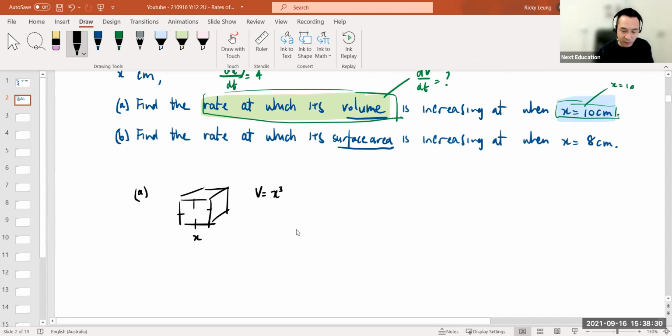Normally, back in calculus, if V is x cubed, I would differentiate it with respect to x. What happens, guys? The power goes down, squared, and you're done.